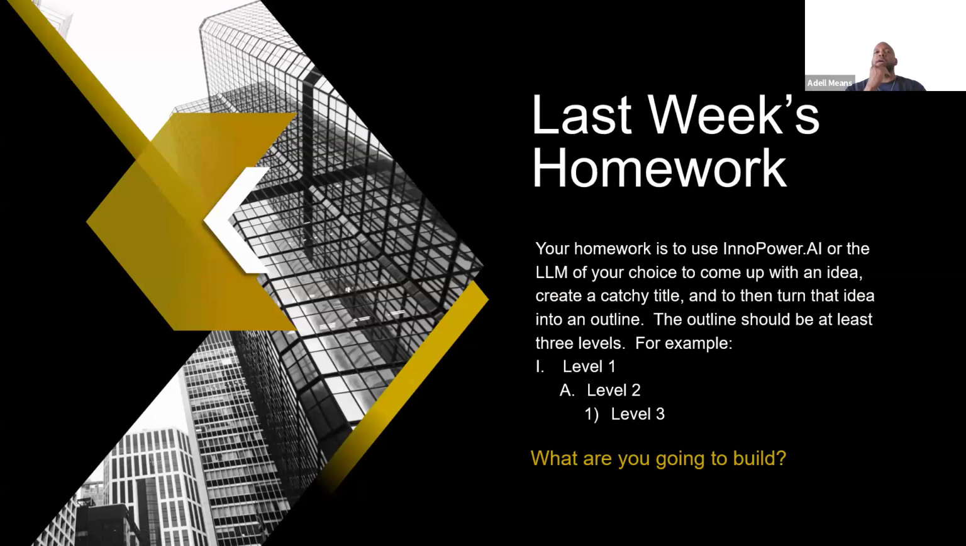So, last week's homework, I think Chris Daly had addressed this while I was having some technical issues. Your homework was to use enopower.ai or another LLM of your choice. And I see that you guys are pretty fluent with ChatGPT, Perplexity, DeepSeek, Copilot, and enopower. That's 5. The outline should be at least 3 levels. For example, level 1, level 2, level 3. What are you going to build?